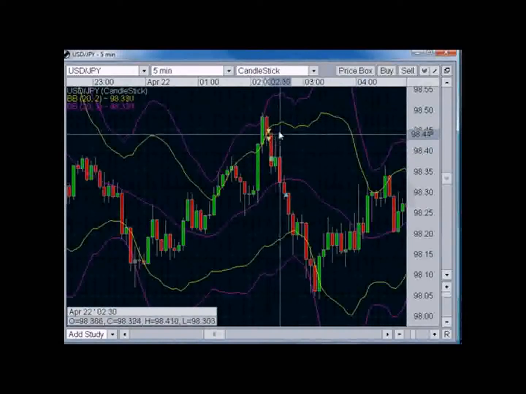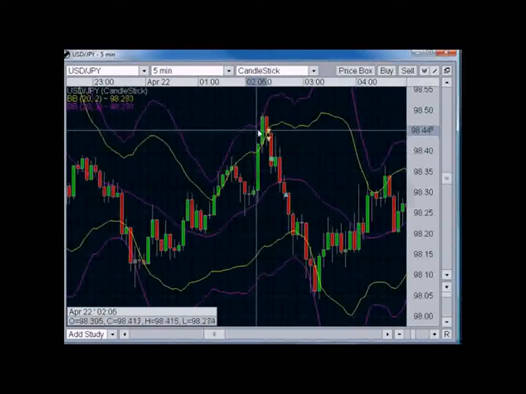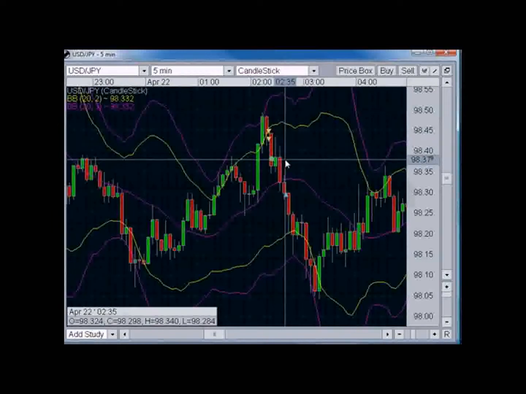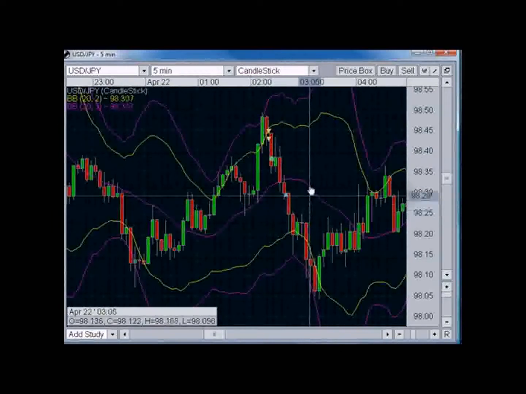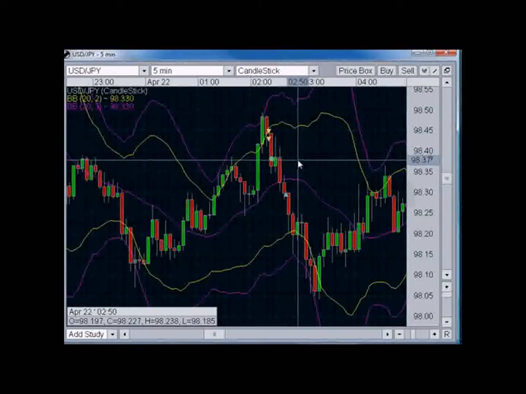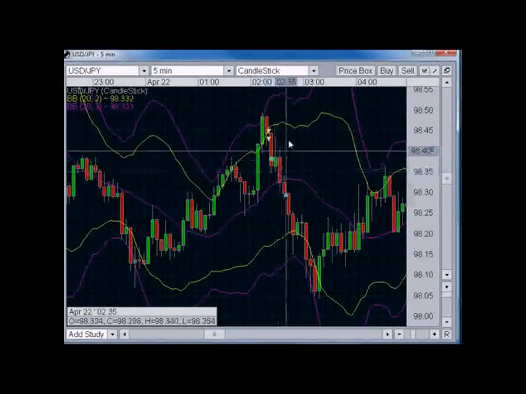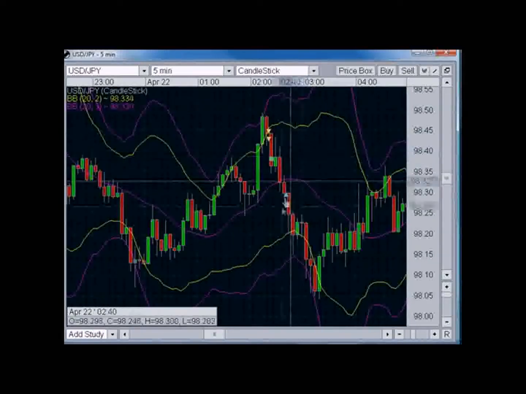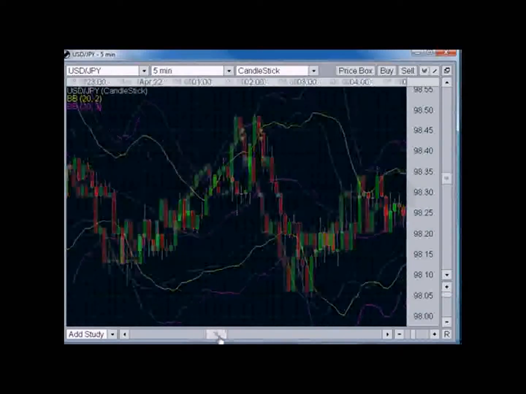This is an example of dollar-yen, where we break the 2-3 standard deviation. I get short here. First break, second break. And again, by taking profit over here, I've neutralized my risk. I'm able to stay in this retrace without any worries, and I take my profit as I go along.